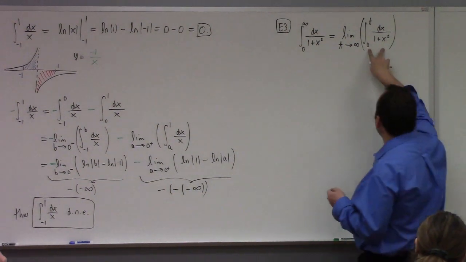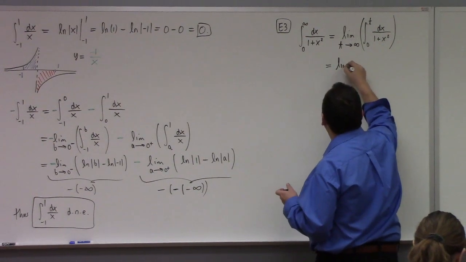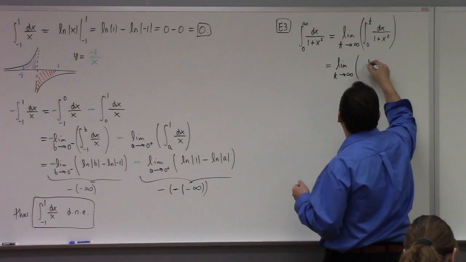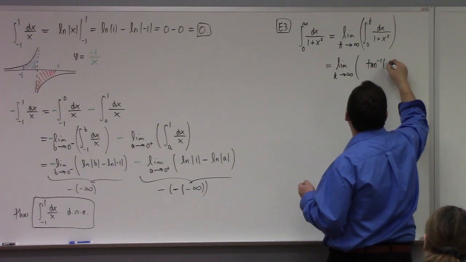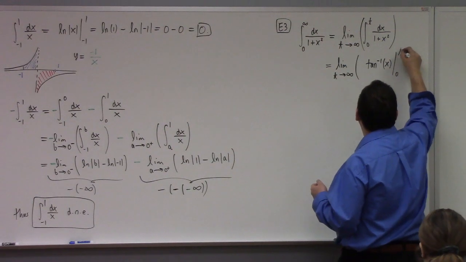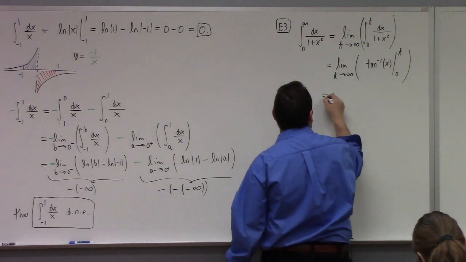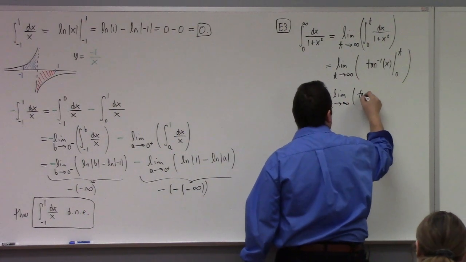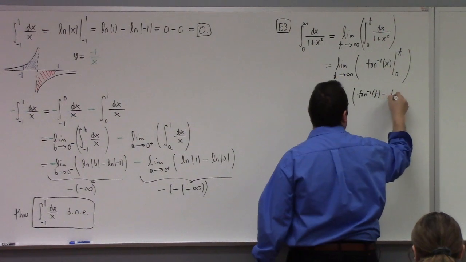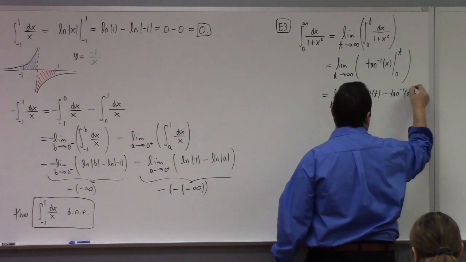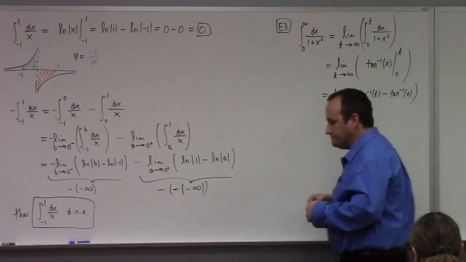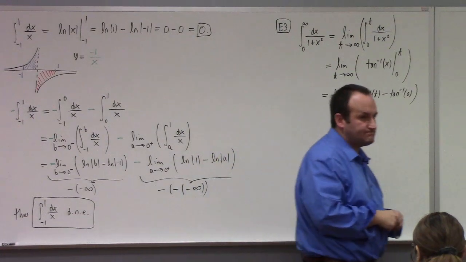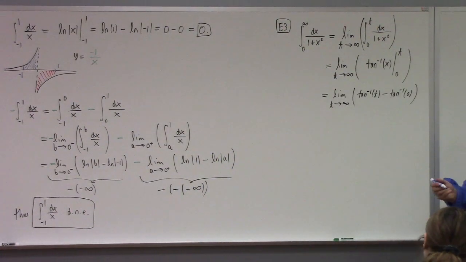So we can do this. This is an ordinary definite integral. What is it? Inverse tangent, right? Of x evaluated from 0 to t. So we got the limit as t goes to infinity of inverse tangent of t minus inverse tangent of 0. Somebody tell me what the inverse tangent of 0 is. Tangent of what is 0? Yeah, tangent of 0 is 0, so inverse tangent of 0 is 0.